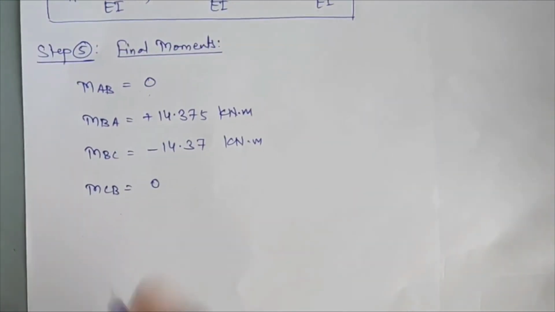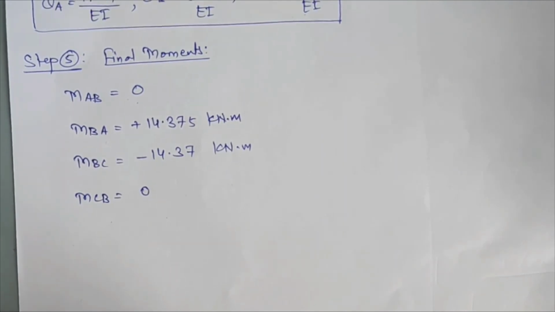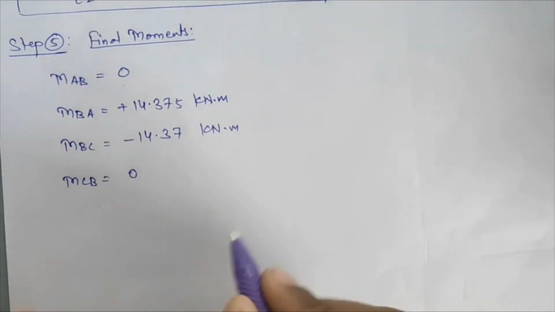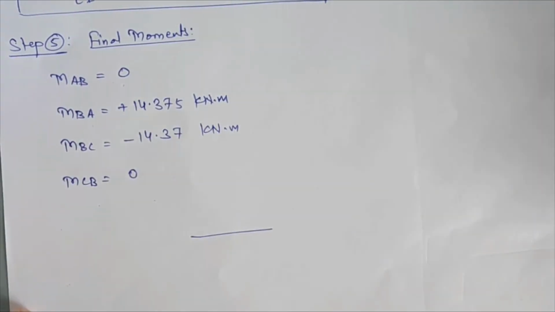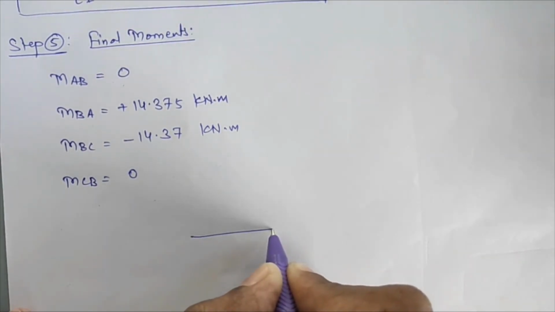Next, we will be plotting the bending moment diagram by superposition. For the bending moment diagram by superposition, I have told you the sign conventions, that is, if you are considering any member, this is the left hand side of the member and this is the right hand side support of the member.